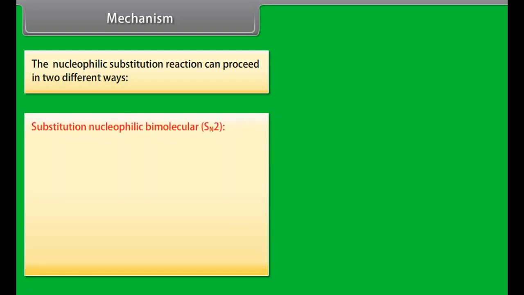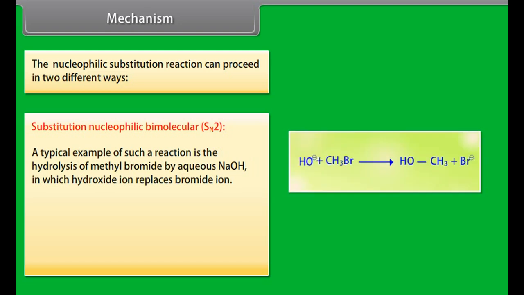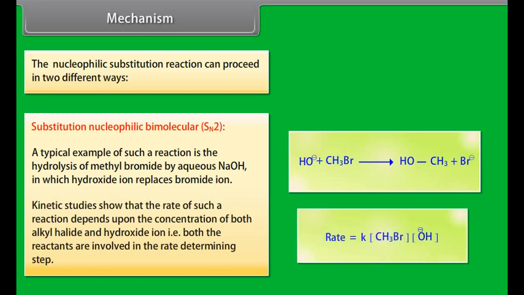Mechanism. The nucleophilic substitution reaction can proceed in two different ways. Substitution nucleophilic bimolecular, SN2. A typical example of such a reaction is the hydrolysis of methyl bromide by aqueous NaOH, in which hydroxide ion replaces bromide ion. Kinetic studies show that the rate of such a reaction depends upon the concentration of both alkyl halide and hydroxide ion. That is, both the reactants are involved in the rate-determining step.